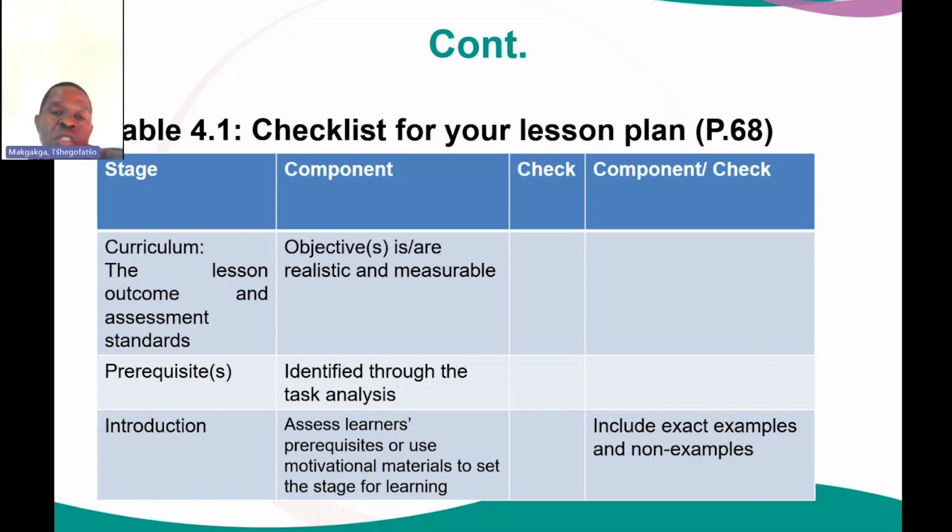So if you don't start with what learners know, then the possibility is that you are going to leave some of the learners behind. So always start with what learners know and then go to what learners don't know. Meaning you start from known to unknown. You don't have to start with the unknown. You start with the known, then you move to the unknown.